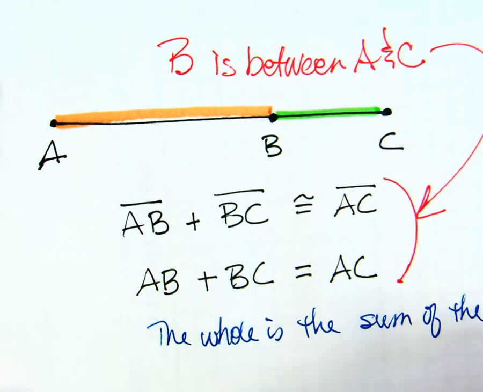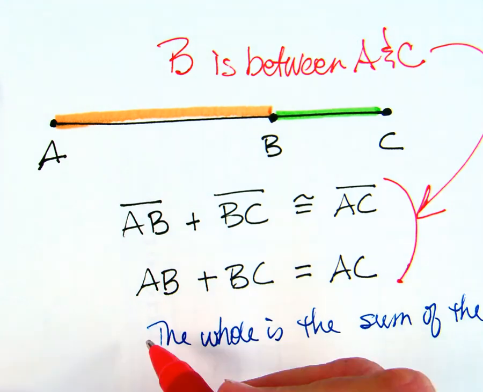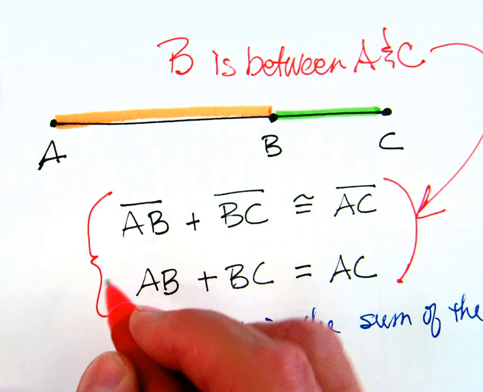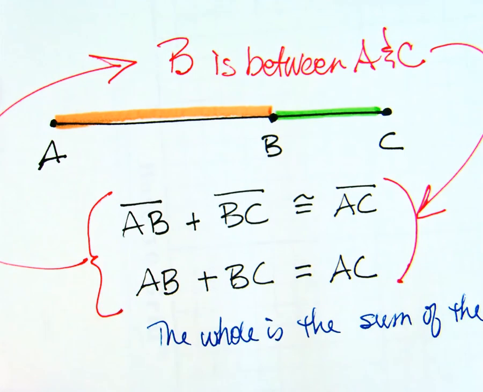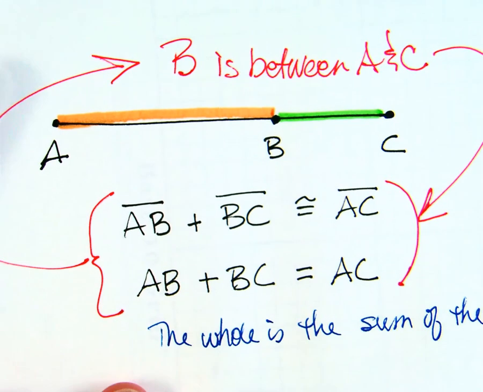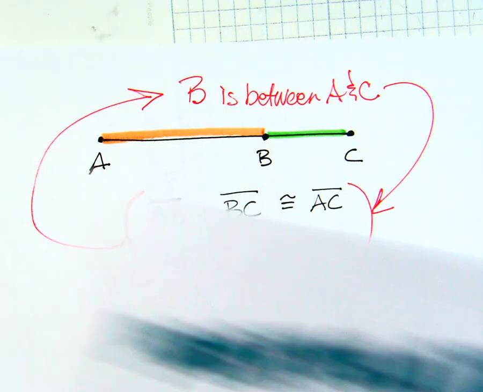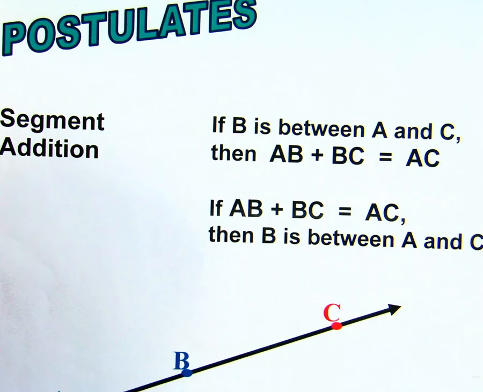But notice this also goes back around the other way. If we know that we can add it together to get the whole, then that means that the one in the middle must actually be in the middle, or between. So this is the segment addition postulate. The whole is the sum of the parts. Here's the more formally typed out version of that.